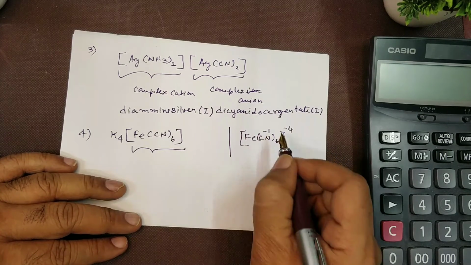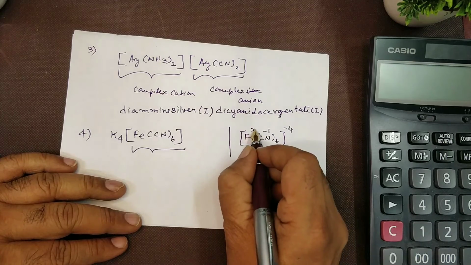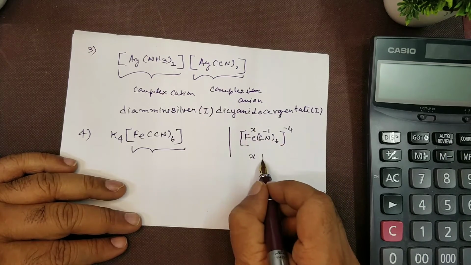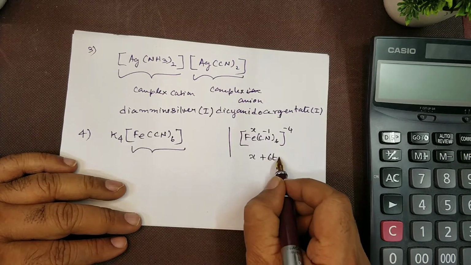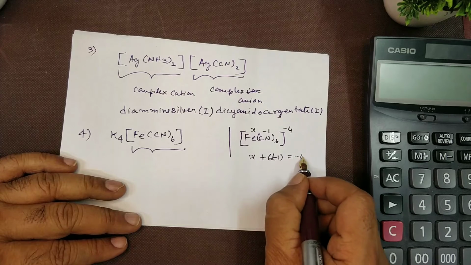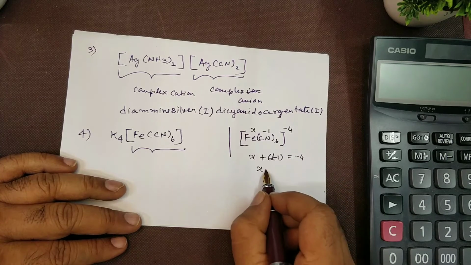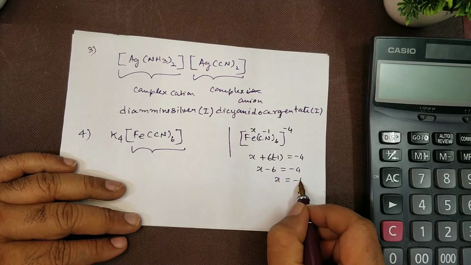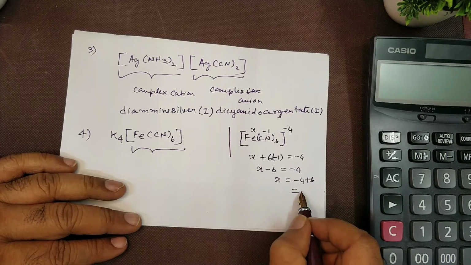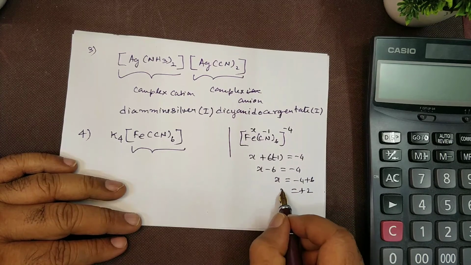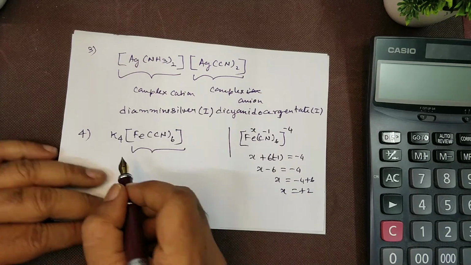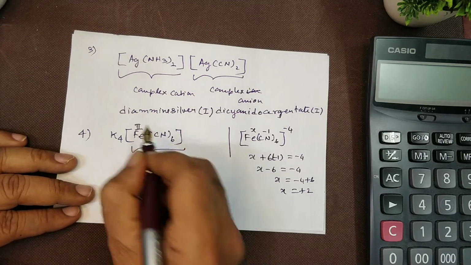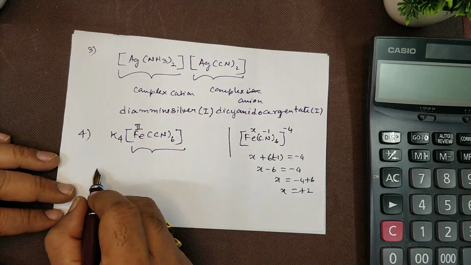And for cyanide it is -1. So put X for this. So X plus 6 of -1 is equal to -4. So X minus 6 is equal to -4. X is equal to -4 plus 6. So plus 2 is the oxidation state of iron. So this is 2. Now let us give the name.